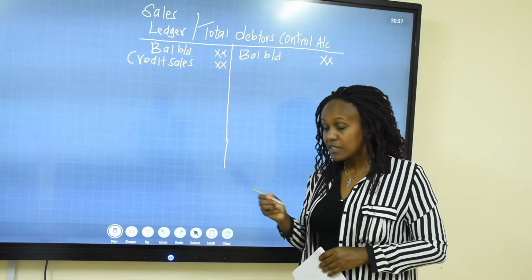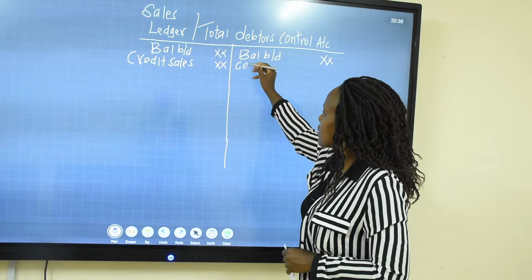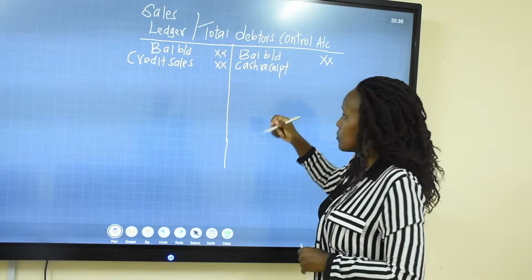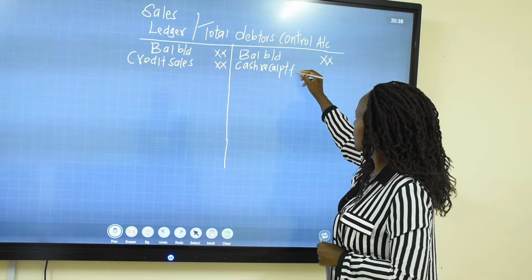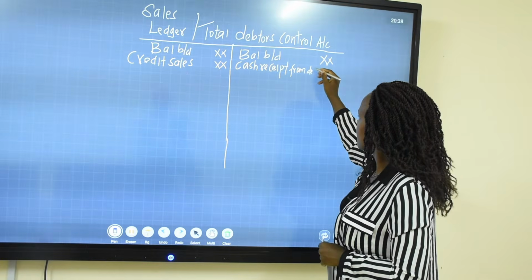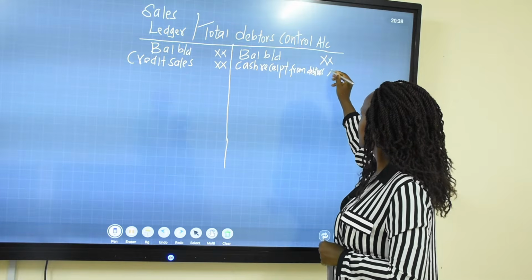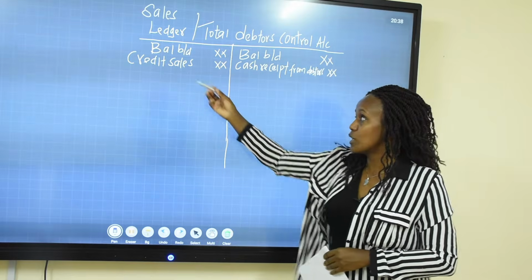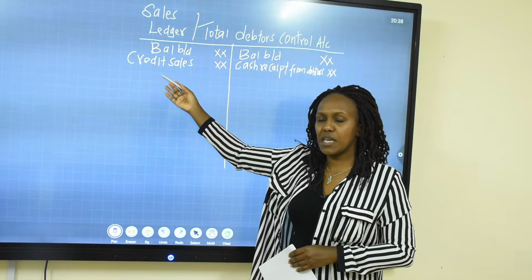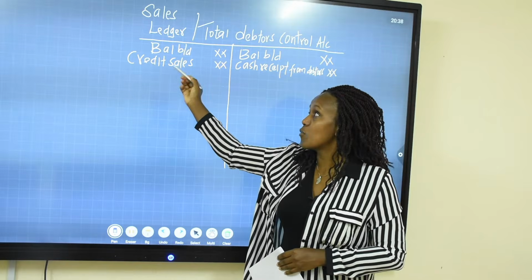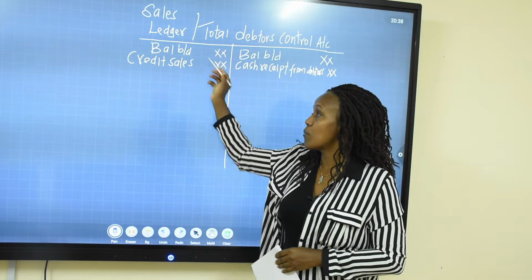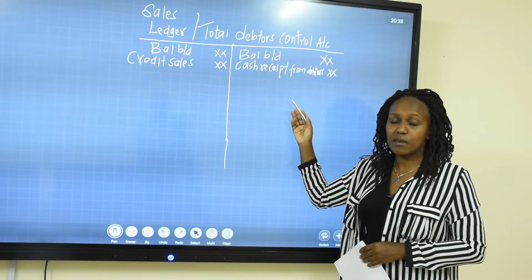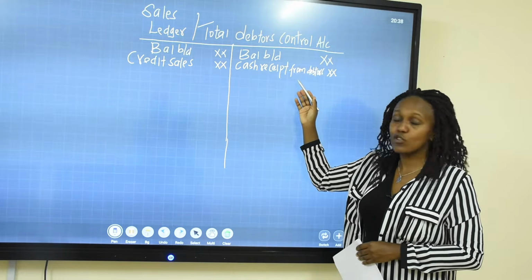Number one, we can receive some cash receipt from customers, from debtors, cash received from debtors. So if we receive money from the debtors, remember, the debtors we sold to them on credit. If they pay any money, it is going to reduce the obligation. It is going to reduce how much they owe to us as the organization. So any money we receive, we are going to debit the bank, and then we are going to credit the debtor.